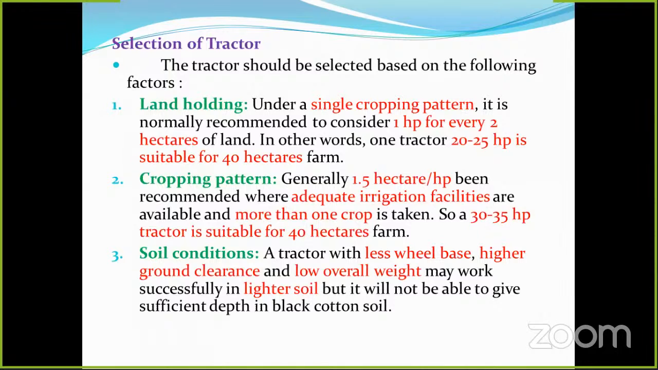So at least 20 to 25 HP is required for 40 hectares of farm which has only a single cropping pattern. If it is more than a single cropping pattern, then we have to take at least 1.5 hectares per HP. It means 30 to 35 HP is required for operating the 40 hectares of farm. Okay, next, soil condition.